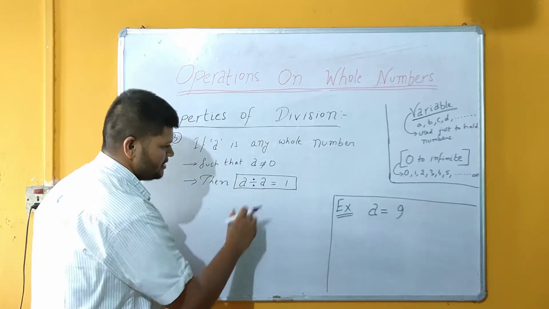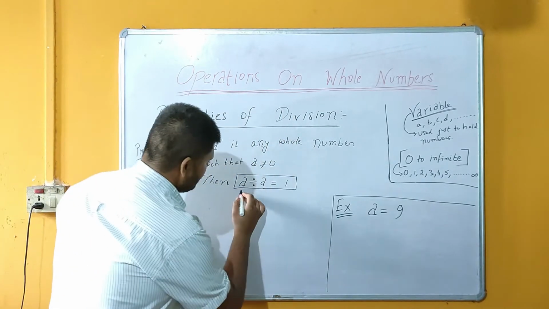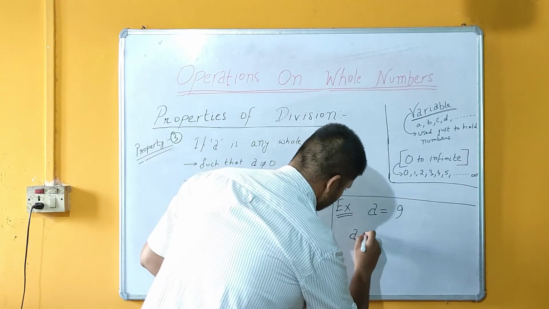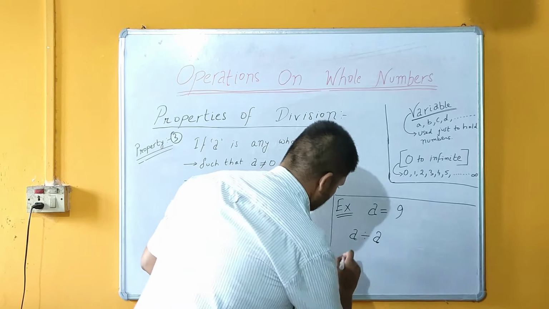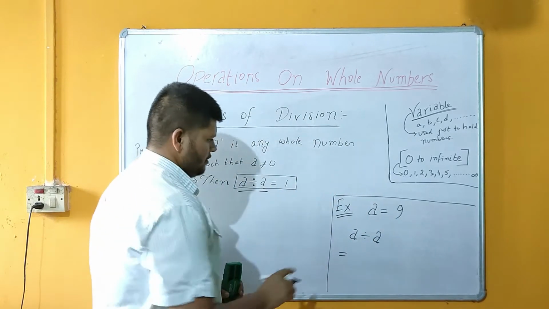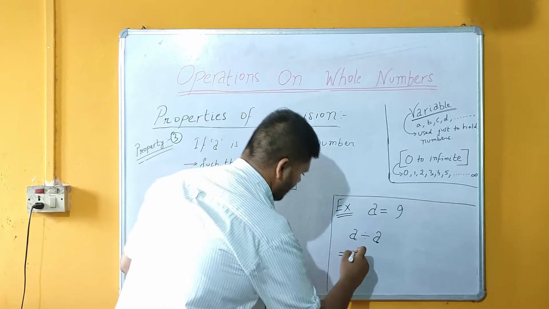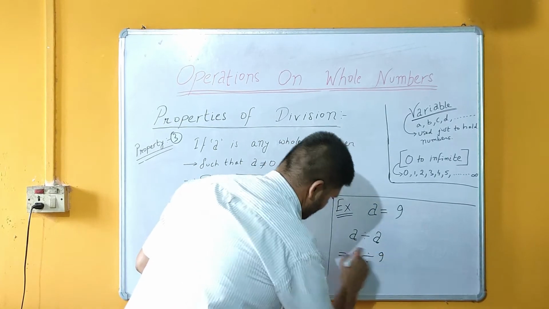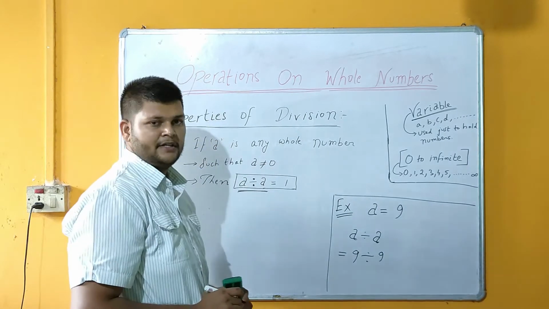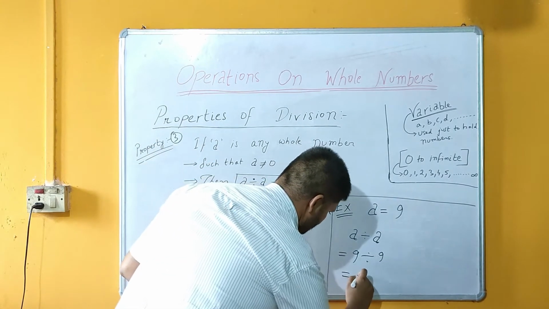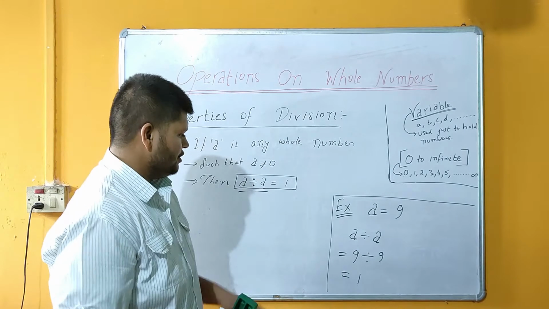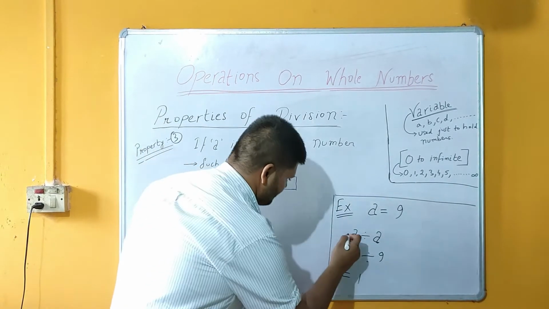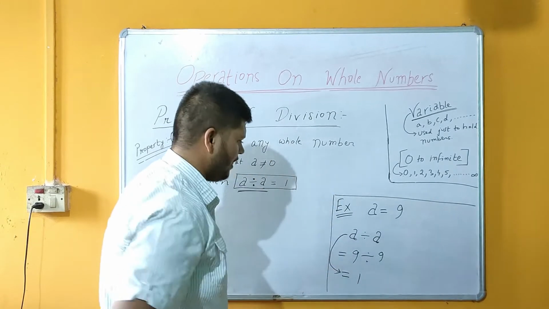Let's verify this statement. I will write this left hand side expression. What is that? A divide A. For A, we have taken the value as 9. Here also A is 9. So 9 divided by 9 will produce the result as 1. So now you can clearly see that this A divided by A is producing the result as 1.